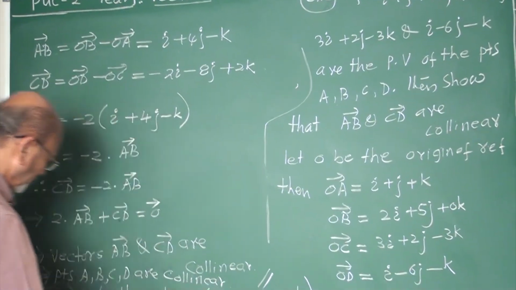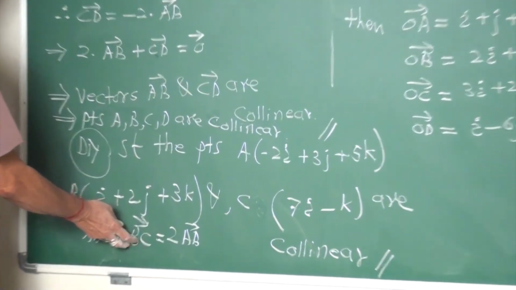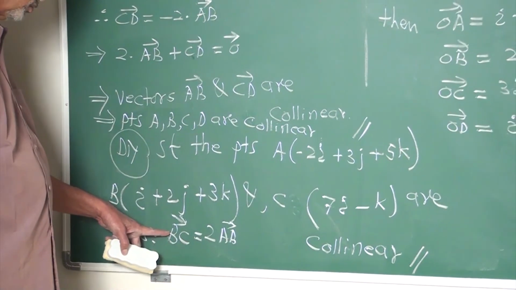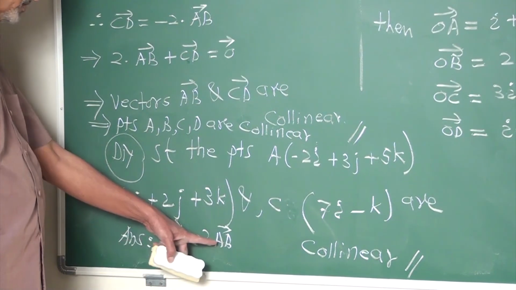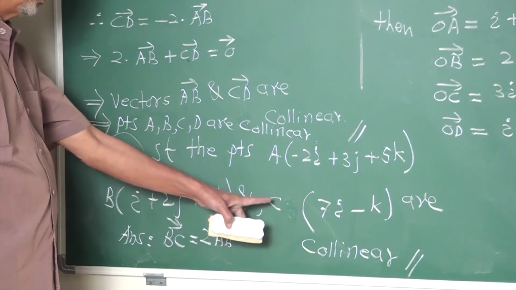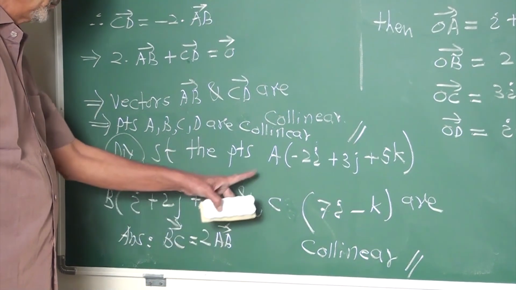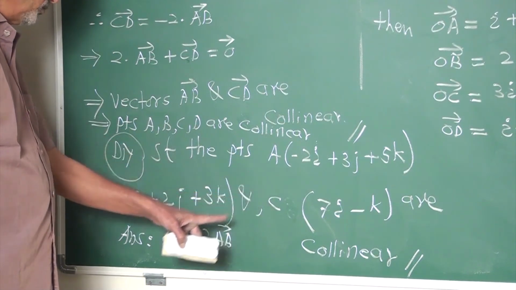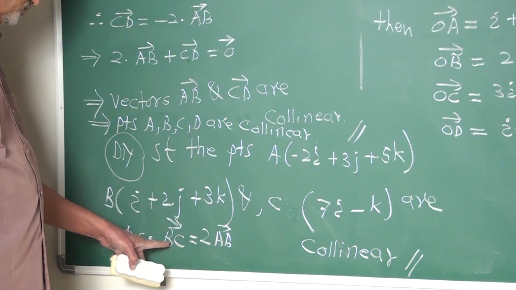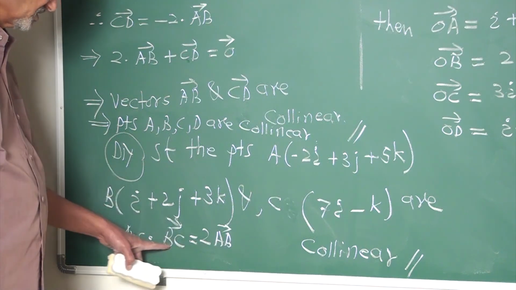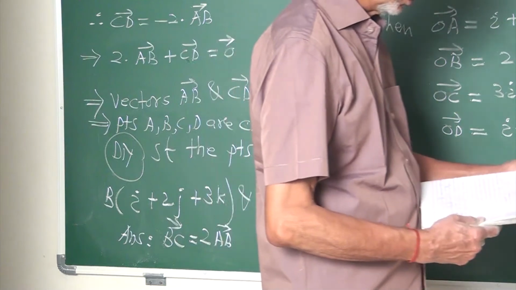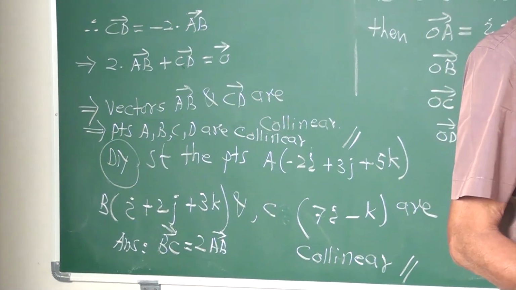This you have to do at home. That result is BC equal to 2AB. You write the vector BC, you write the vector AB. So this is OA, OB, OC. What is AB? AB is OB minus OA. What is BC? BC is OC minus OB. You get this relation, that itself proves it, my friends. Just you do it.